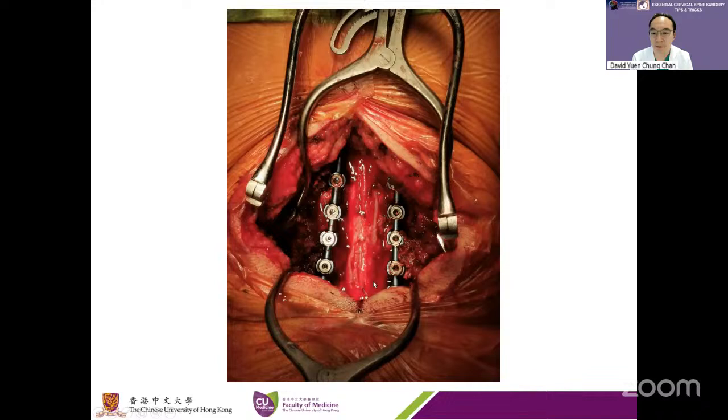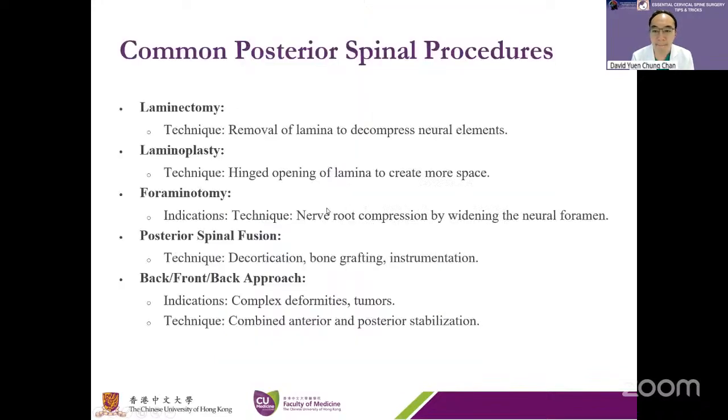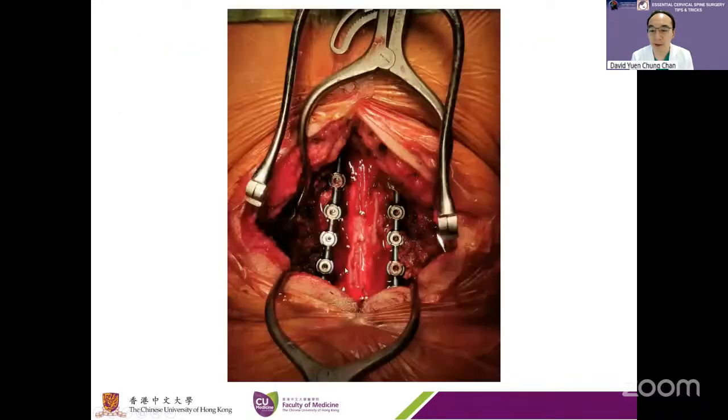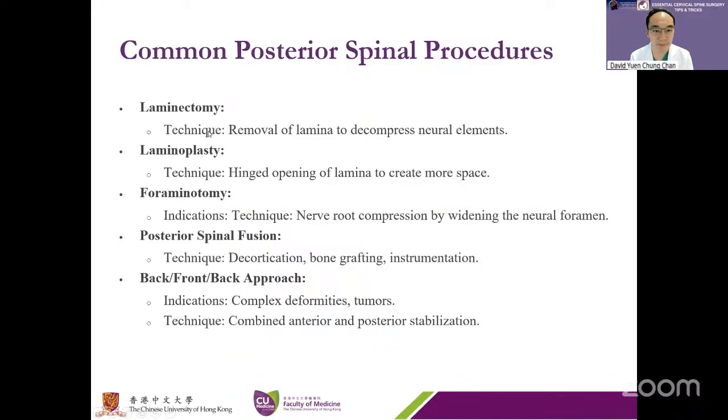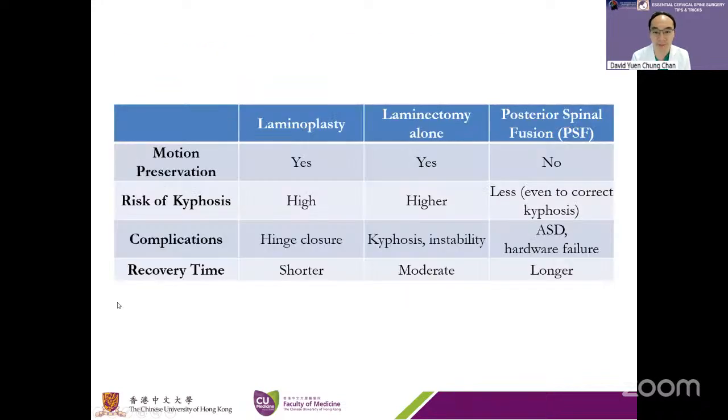So for this patient with a laminectomy and posterior spinal fusion, we can have adequate decompression, achieving decompression, stabilization, and restoration of the sagittal alignment. So common posterior spinal operations include laminectomy, laminoplasty, foraminotomy, posterior spinal fusion, or even back approach for some more challenging cases. So I have a few case illustrations.